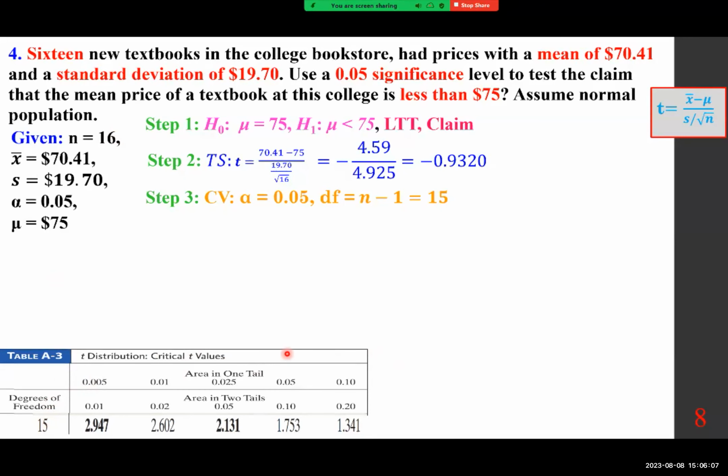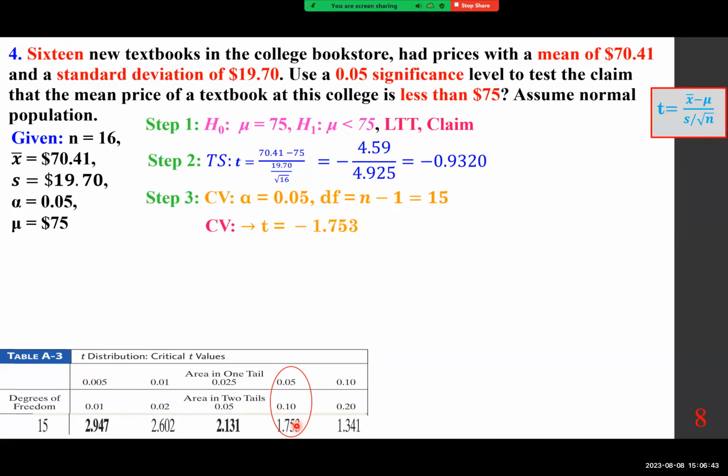And then up here, you have area in one tail, area in two tails. So you look for the area of 0.05, but since it's a left tail test, that's the area 0.05 in one tail. This gives you the same answer as area in two tails being 0.1. So this is the answer. Because it's a left tail test, you write negative 1.753. So you've got to pay attention to all of that.